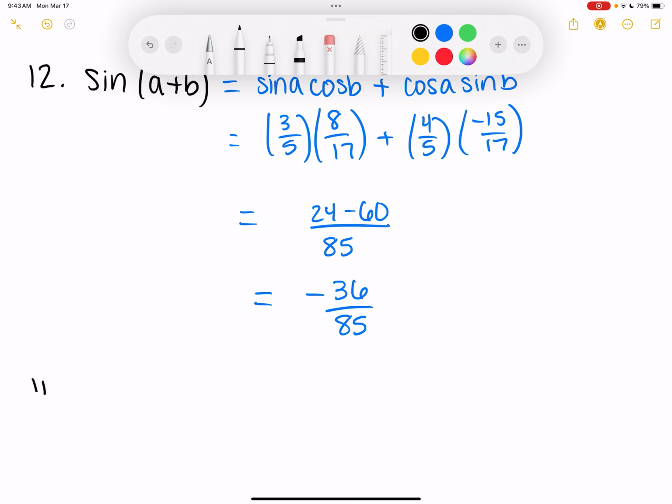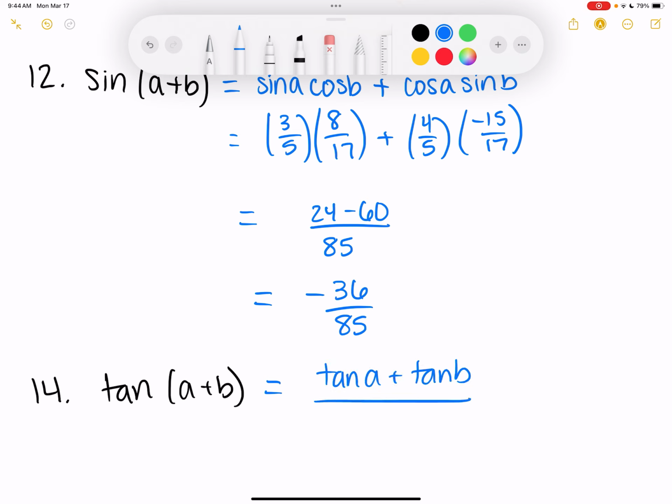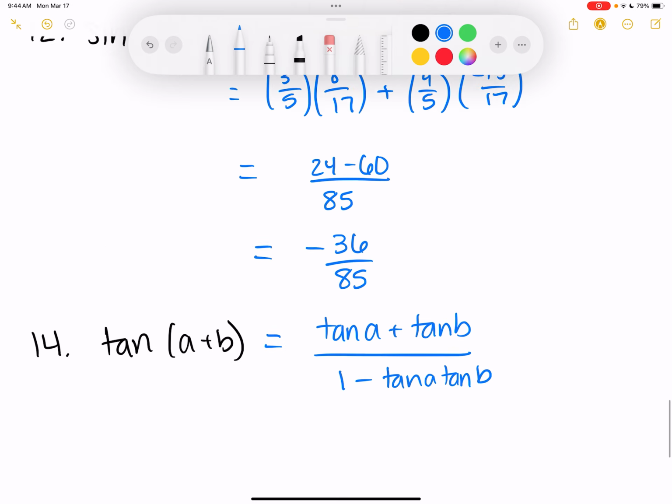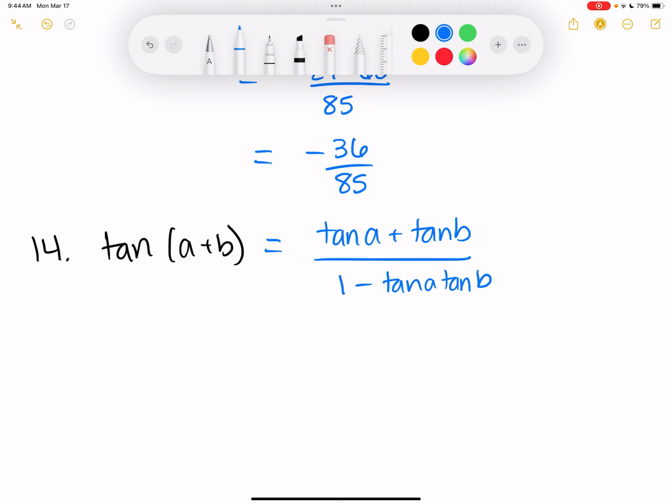All right, 14. The tangent of A plus B. What's the formula for tangent? Tangent, it's something over something. It's tangent A plus tangent B over 1 minus tan A tan B. Yep. Now, obviously, you can look at your notes while you're doing your homework, but you need to start ingraining them before the quiz.